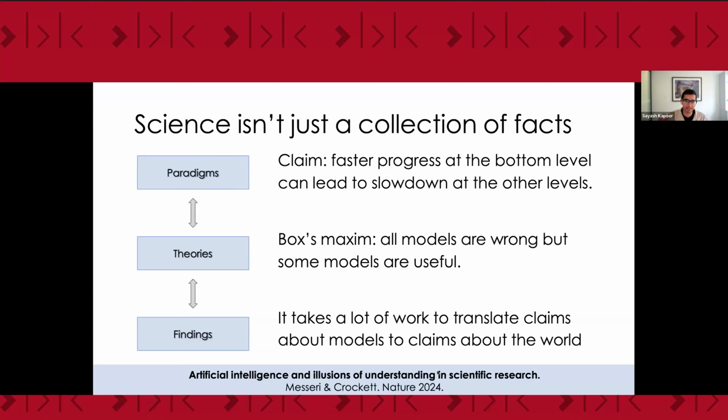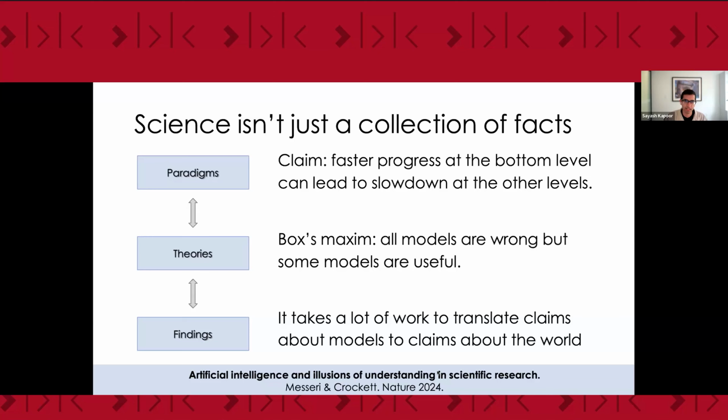And one level above this level of theories about the world are paradigms, where the entire development of theory depends on certain assumptions that are somewhat unspoken at the level of individual studies, but are held consistently throughout a specific scientific paradigm. And the concern with the adoption of AI is that faster progress at the lower levels of this scientific research tree, if you will, might actually lead to slower research or slower improvement or progress at the higher levels of the paradigms.